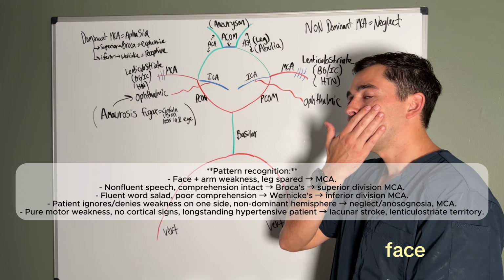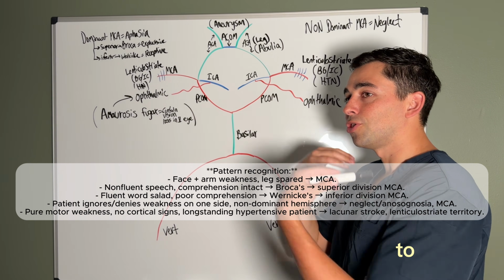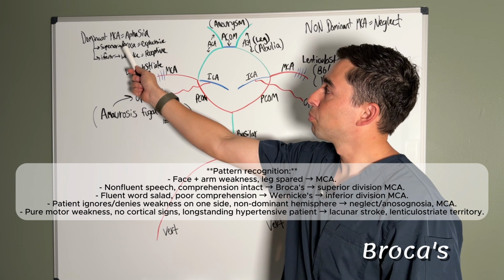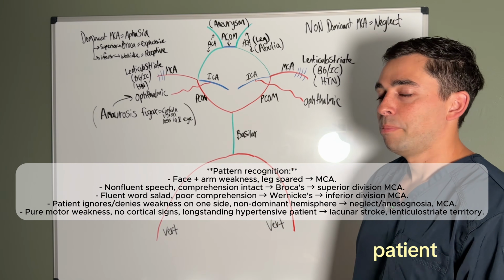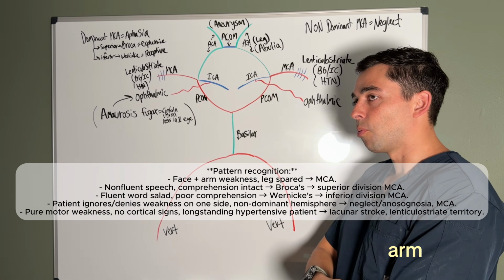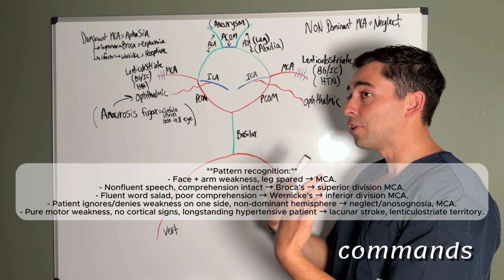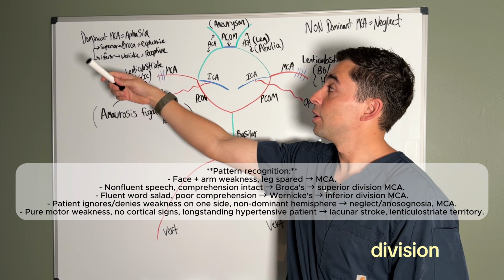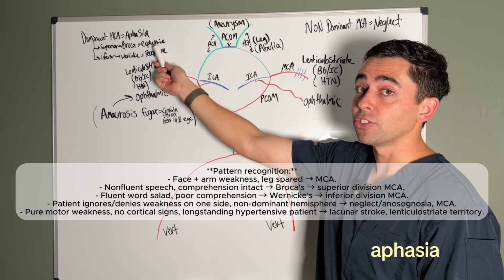Patient comes in, face, arm weakness, not able to say anything but able to follow commands, think superior division, Broca's expressive aphasia. Patient comes in, face, arm weakness, but not able to follow commands but able to say, "I feel weak," think inferior division, Wernicke receptive aphasia.